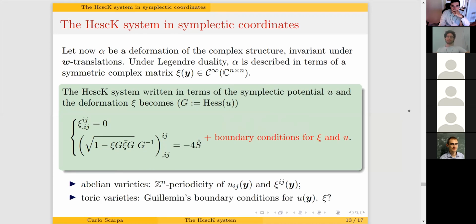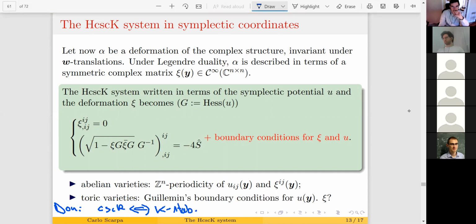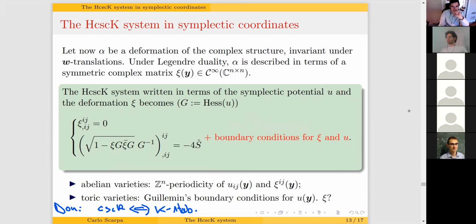And maybe the more interesting case instead is that of toric varieties. Toric varieties are very important for the theory of the cscK equation because on a toric variety we have this very famous result by Donaldson that having solutions of the cscK equation is equivalent to K-stability, well, of torus equivariant K-stability of the variety itself. So this is an important test case for the cscK problem, and it turns out that maybe it's also an important test case for our more general system. In this situation, the boundary conditions are very well known by the work of Donaldson and others, and they're called Guillemin boundary conditions. While for Xi, it's not clear what they should be, but we will find out shortly.